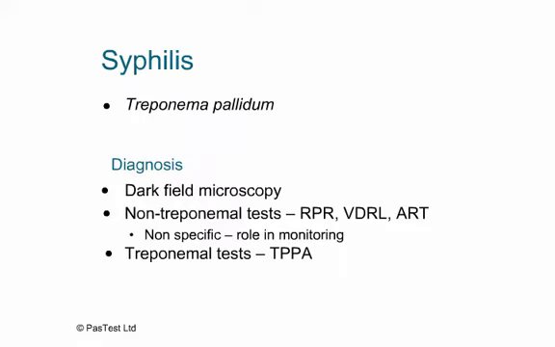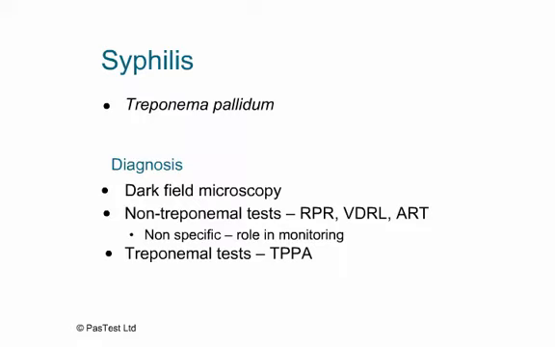Syphilis is caused by the spirochete, Treponema pallidum. Diagnosis of syphilis remains tricky. Gold standard is identification of the organisms on dark field microscopy. This is usually performed on a smear of mucosal fluid, either from the genital tract or from other sources.